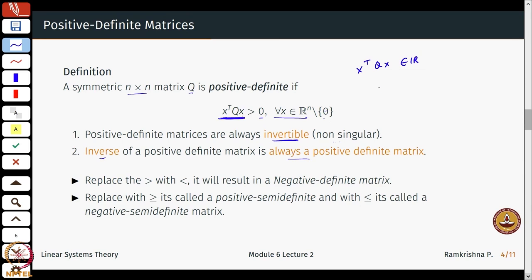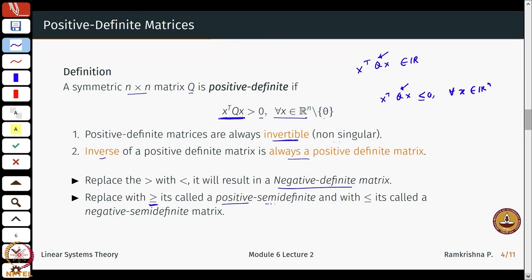So, if I instead write x transpose Q x less than 0 for all nonzero x in R^n, then this defines what I call a negative definite matrix. And if instead of this strict greater than sign, I replace it by greater than or equal to, it will be called a positive semi definite matrix, and with a less than or equal to, this will be a negative semi definite matrix. So, I am just talking of the properties of this Q matrix: positive definite, negative definite, positive semi definite, and negative semi definite.